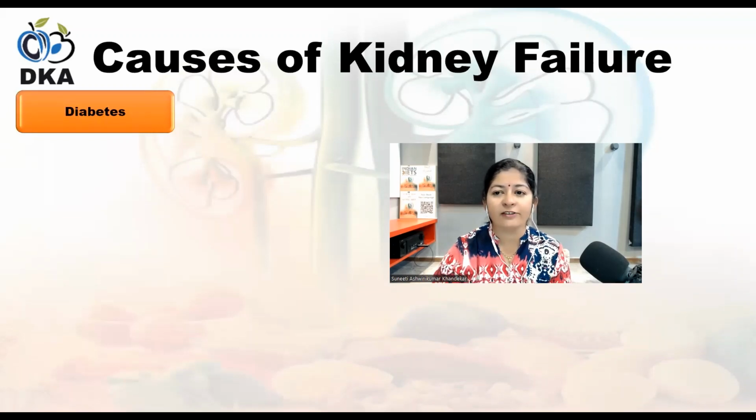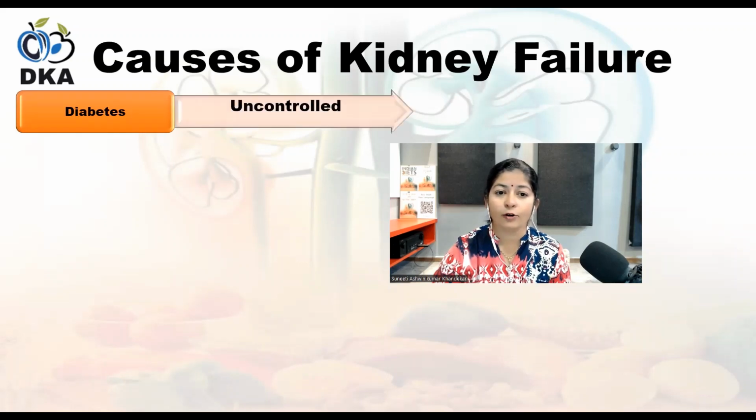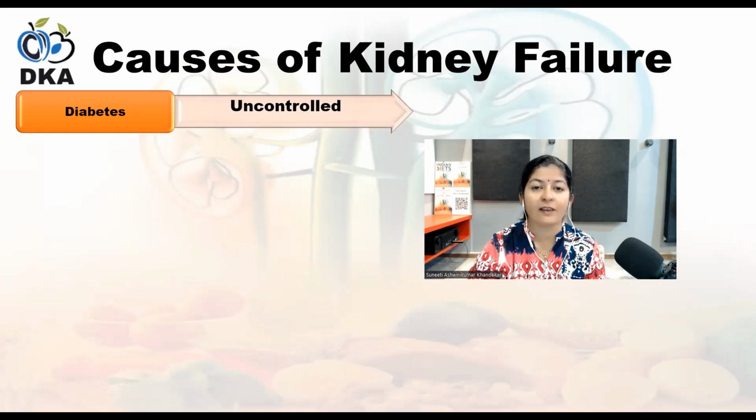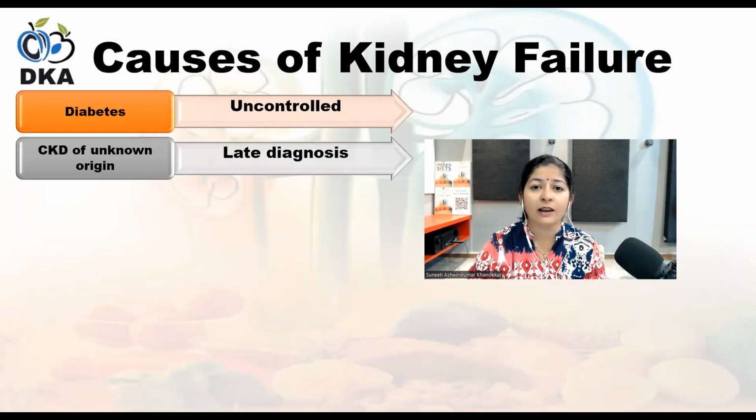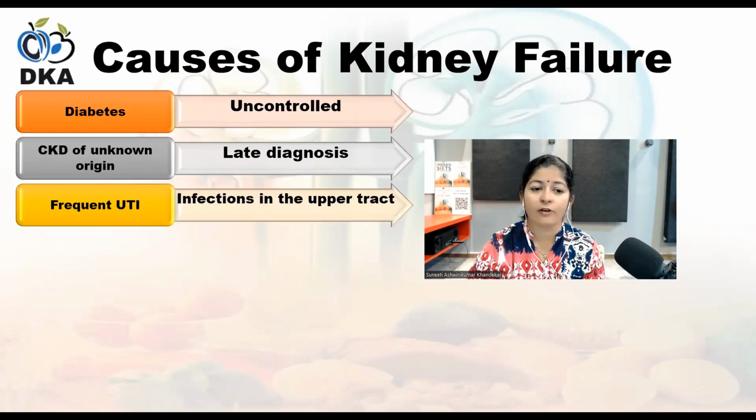Now, the main cause of kidney failure in India as well as all over the world is uncontrolled diabetes. Uncontrolled diabetes is the main cause of chronic kidney disease or kidney failure in general. Then we have chronic kidney disease of unknown origin. We don't know the cause, and it is often a late diagnosis, and that is the reason why the kidneys fail. Frequent urinary tract infection is another cause, wherein there are infections in the upper urinary tract, which involves mainly the kidneys and the upper ureter.